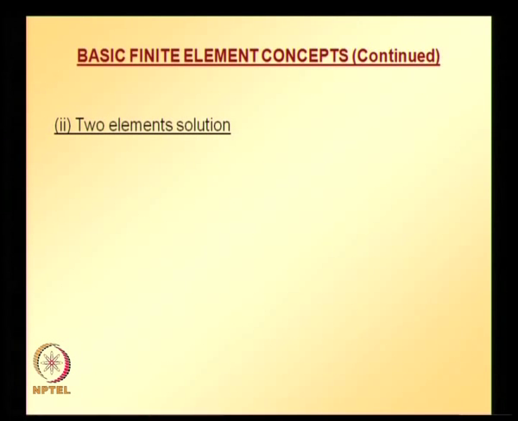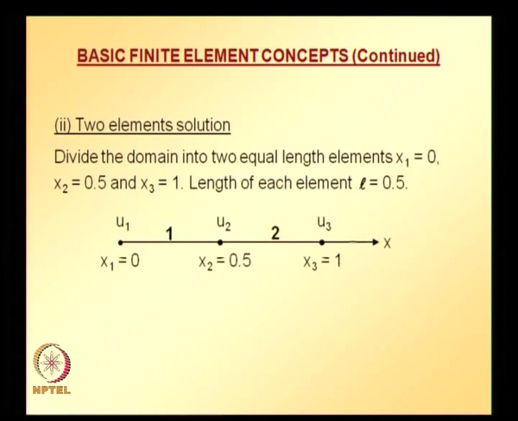The solution procedure is the same as for the one element solution. First you need to discretize the domain into two elements. Because we are looking for a two element solution, discretize the domain into two elements, and for simplicity the two elements are assumed to be of the same length, though it need not be. So, the first node coincides with x is equal to 0, the second node coincides with x is equal to 0.5, the third node coincides with x is equal to 1, and the length of each element is 0.5.